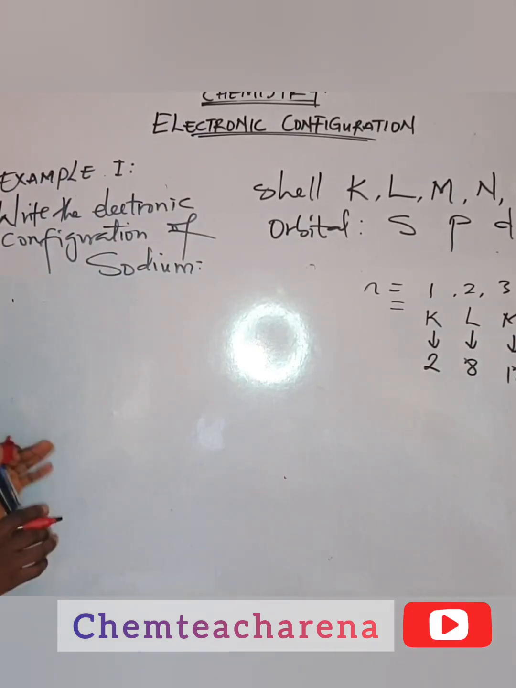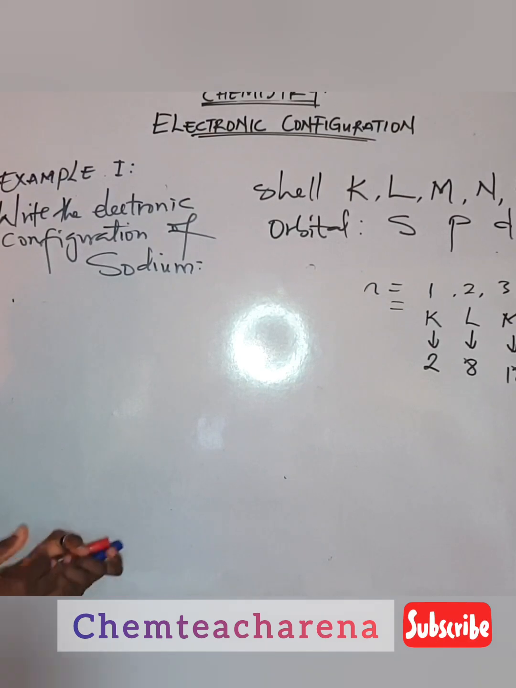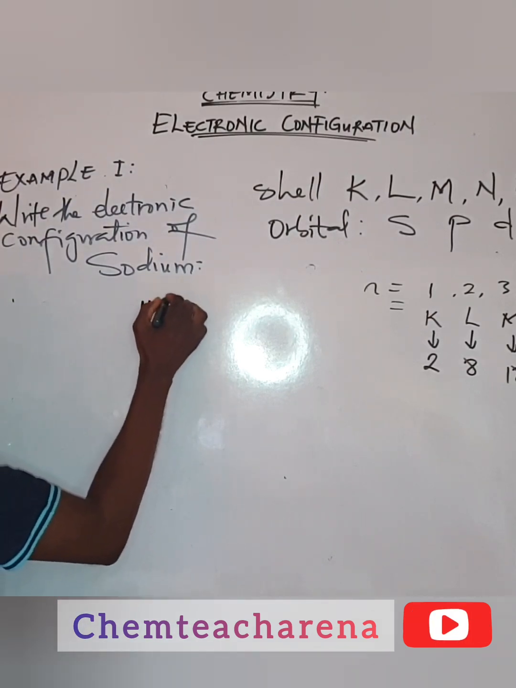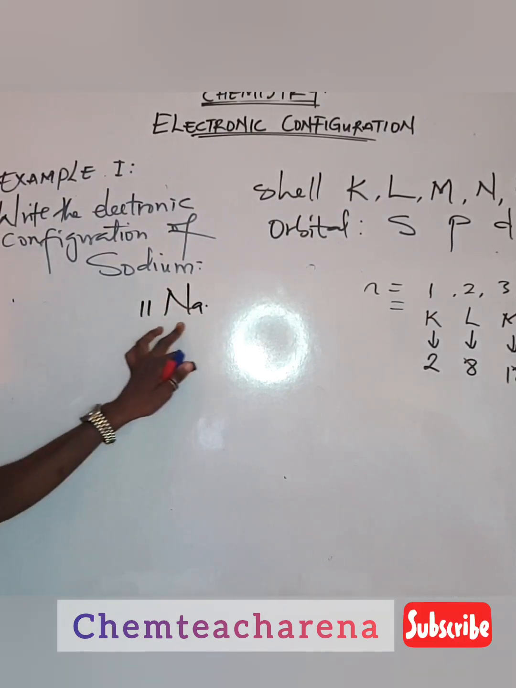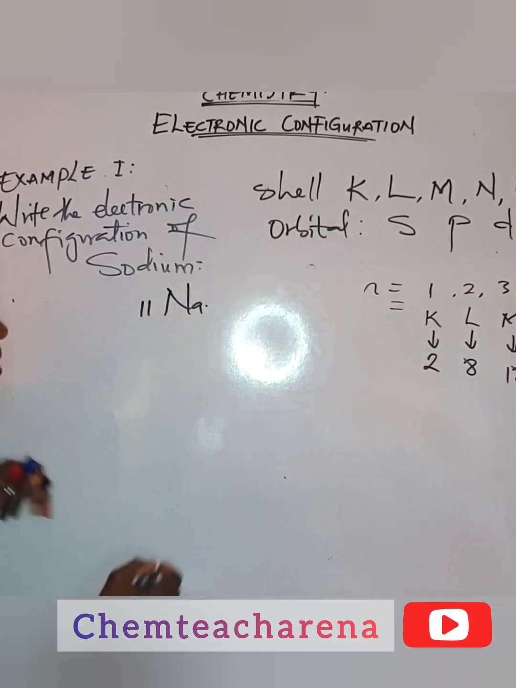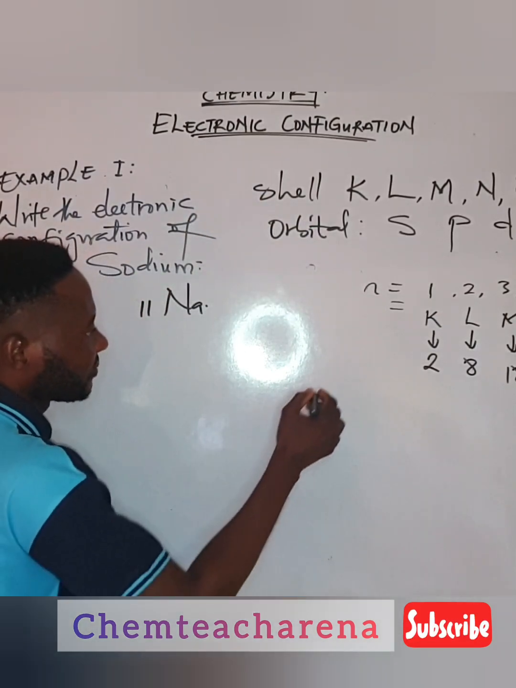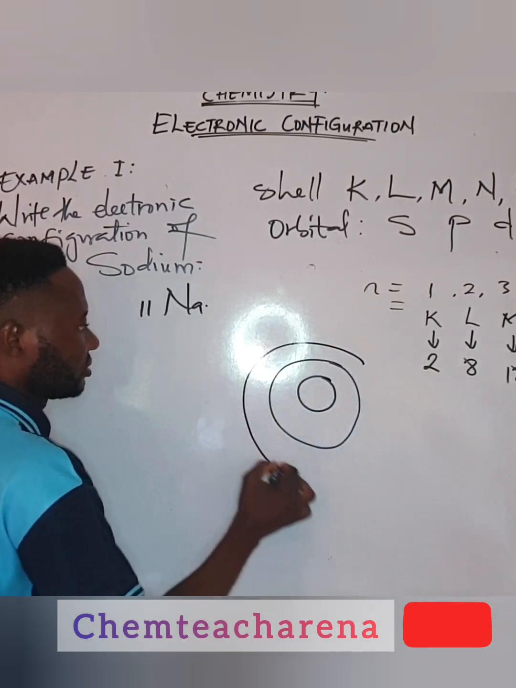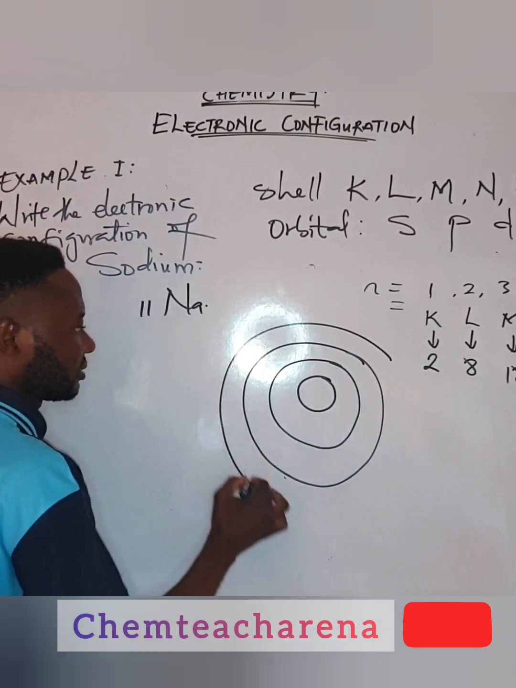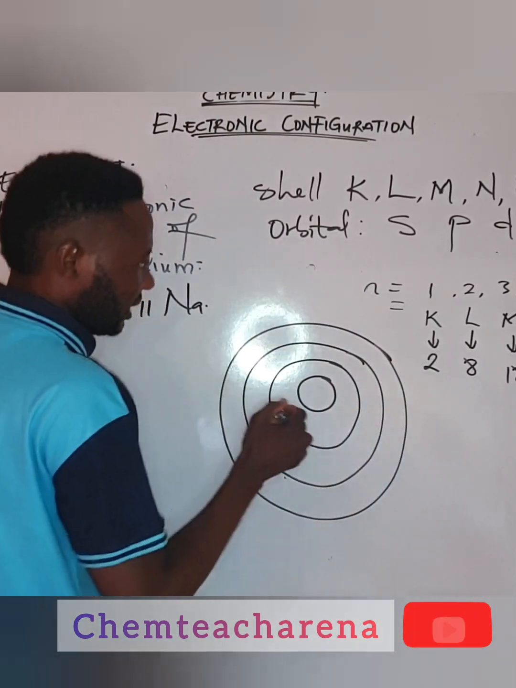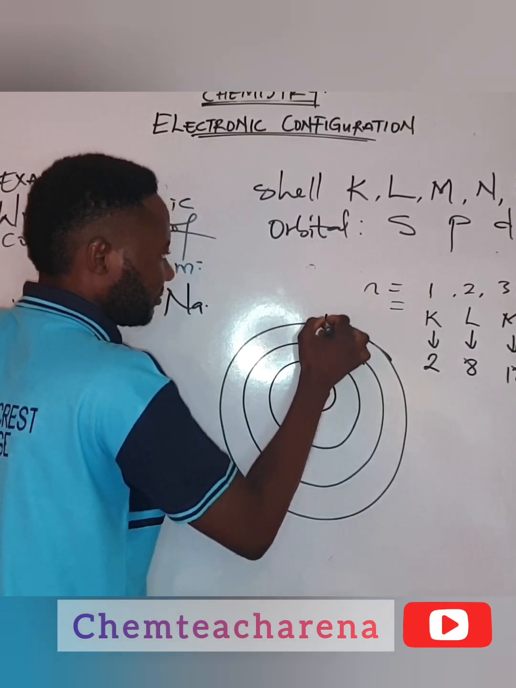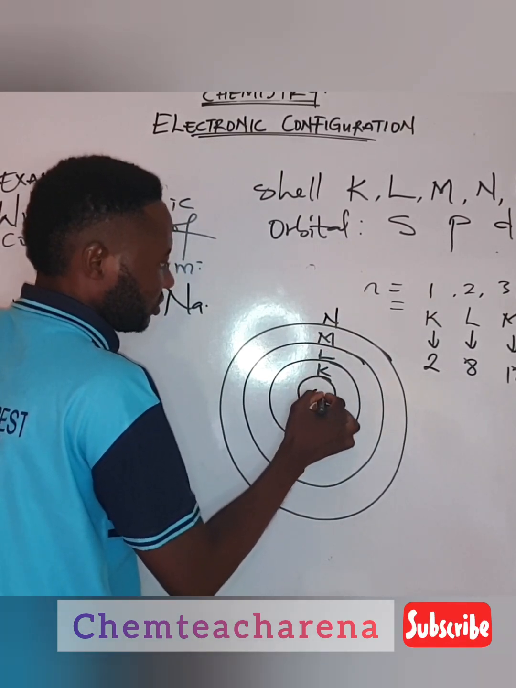The first thing you need to do when answering a question like this is to know the atomic number of that element. So the atomic number for sodium is 11. This is the chemical symbol for sodium. So now let's write for the shells. This is how: 1, 2, 3, 4. So we have this as our K, L, M, N. This is K, so we have the nucleus here.